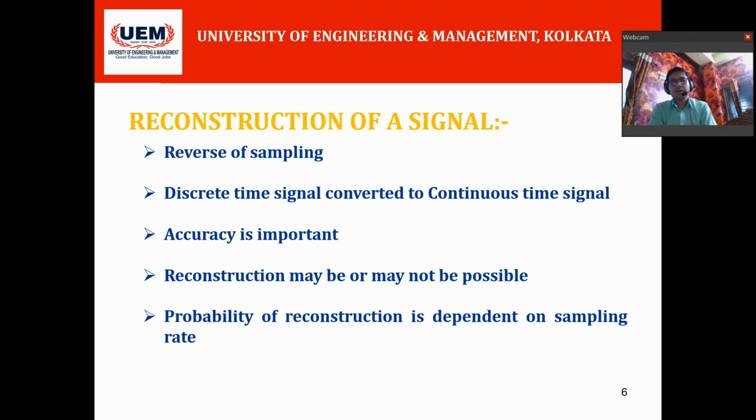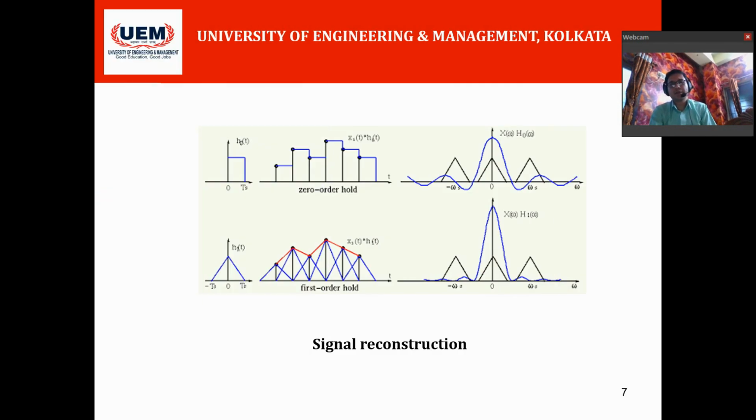And this probability of reconstruction, that means whether it is possible to reconstruct a signal or not, is dependent on the sampling rate of a signal. And here you can see the two theorems or algorithms by which we can reconstruct. One is called a zero order hold, the other is called a first order hold. There are other ways also.